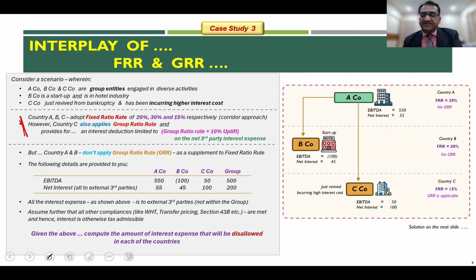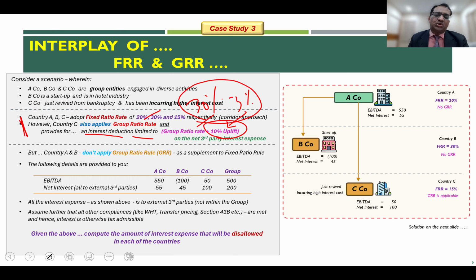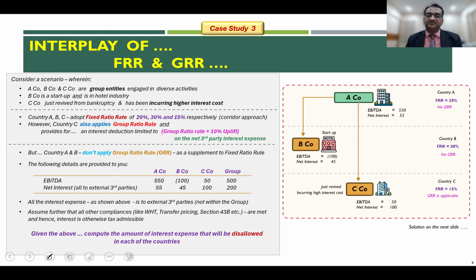And as per this, because the GRR is being applied in country C, the interest deduction is limited to the group ratio rate plus a 10% uplift. I gave an example in the previous case study: if your group ratio happens to be 30%, then there will be a 3% uplift if a 10% uplift is given. Therefore, your group ratio would be reckoned as 33% after considering the 10% uplift. We will see this when we do the calculation. Now, country A and B do not apply a group ratio rule.